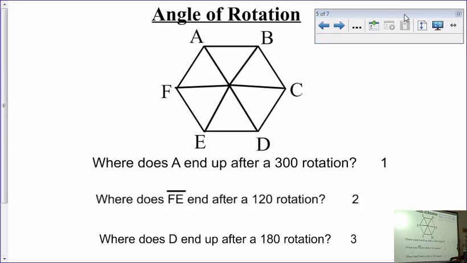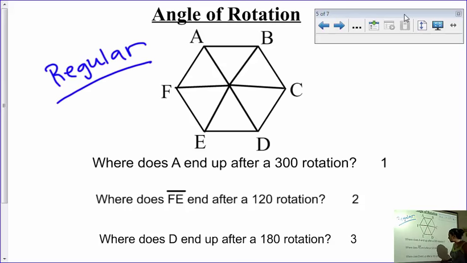If we're given an image like this, and keep in mind this image has to be what we call regular in order to do this. And regular just means that it's got the same amount of degrees in each angle here, and each of these is congruent. Okay? So we need that to be true in order to figure out the angles of rotation in this figure. We're going to let our center of rotation be smack dab in the middle.